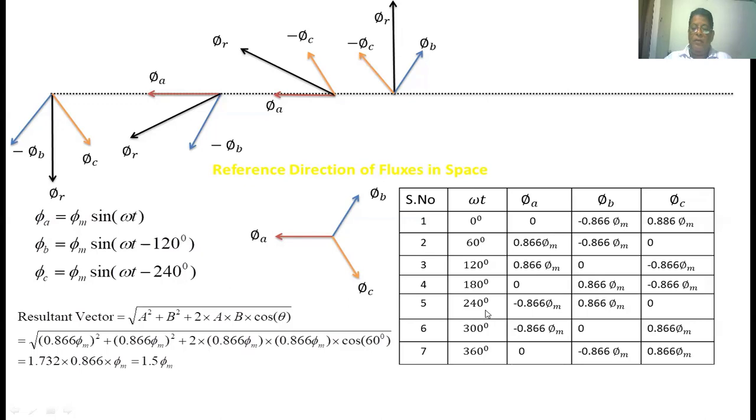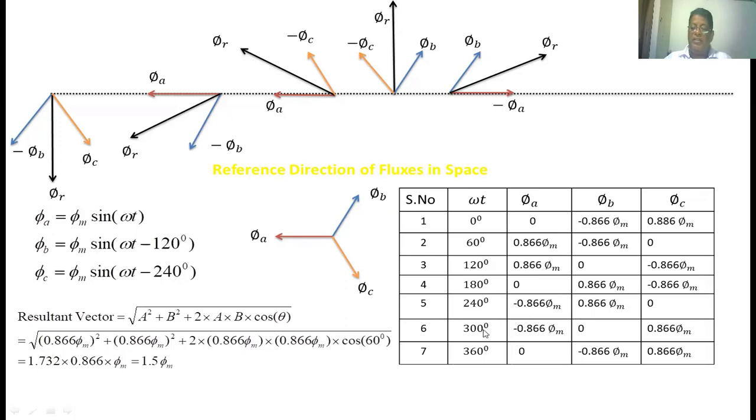In this manner, we are going to calculate at 240. At 240 degrees, phi a becomes minus 0.866 phi m. Phi b becomes 0.866 phi m. Phi c becomes 0. So this value becomes 0. We have to reverse this one, and we have to find out the resultant of these two phasors that we have shown here. This is phi r. Again, the magnitude of the resultant flux is the same, that is 1.5 times phi m.